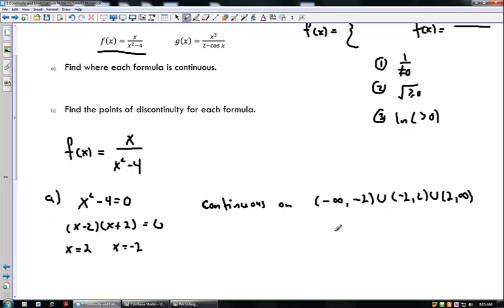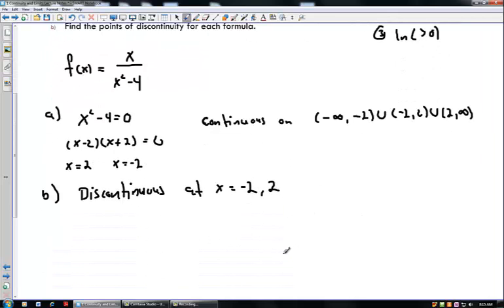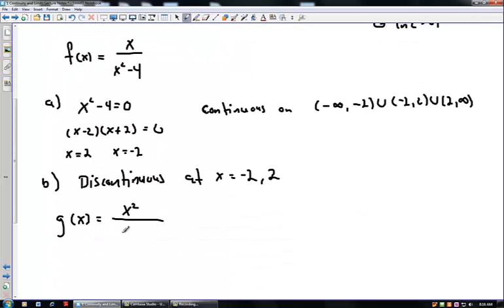For the next one, let's do part B below it, and then we'll do the next function. So part B, find the points of discontinuity for each formula. So then it's discontinuous. I've already done all the work at x equal negative 2, and I can just put a comma and 2. Let's do g of x. So g of x is equal to x squared divided by 2 minus cosine x.